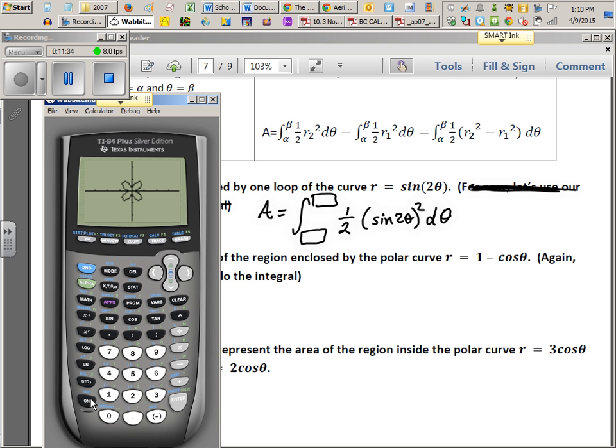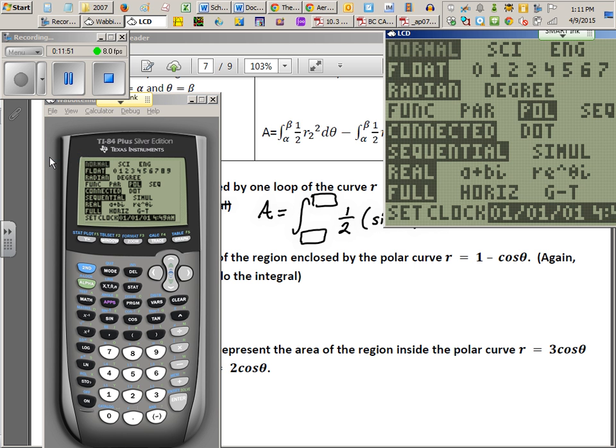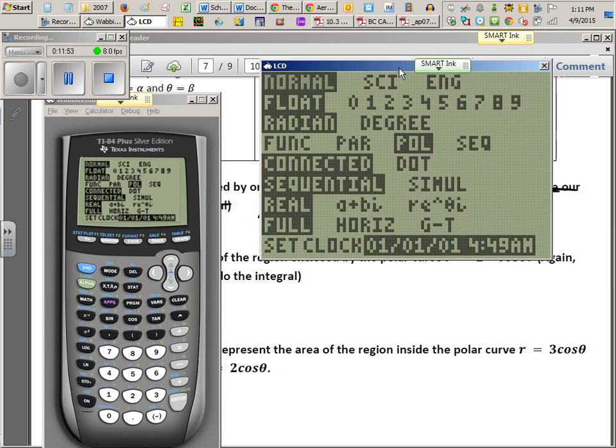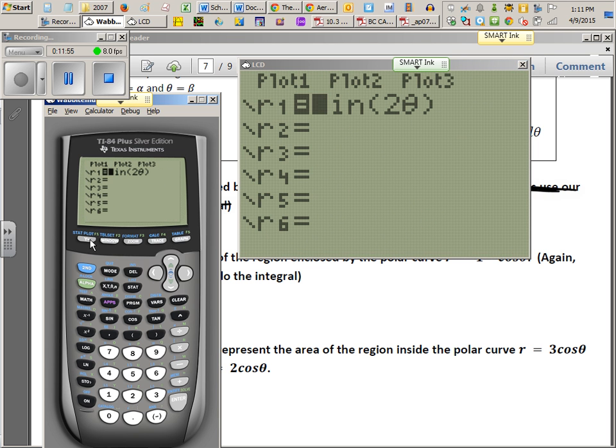So how did I get that on my screen? I think I showed you this yesterday, but you would put your calculator in polar mode, and then make sure it's in radians. Anytime there's sines or cosines going on and you're doing calculus, make sure you're in radians mode. And then when you press y equals, you can see that you have this brand new screen, r1 equals. So I just typed this function.